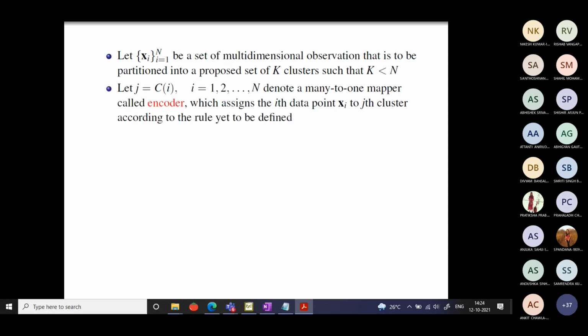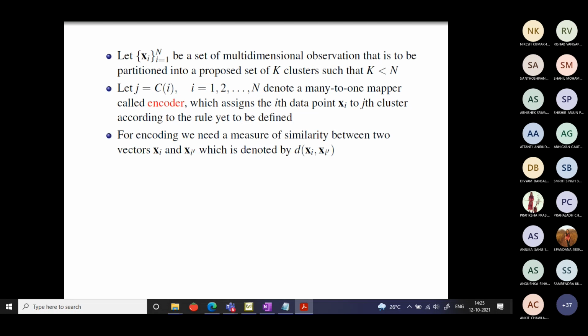And then we have some sort of encoder function. Let's say j equals C of i, where i varies from 1 to n, and basically it denotes a many-to-one mapper. Ultimately it behaves like an encoder: any data point is there, and suppose we don't know what the structure of this C is at this moment. Based on a certain property, if your particular data point satisfies it, it maps to a particular cluster called j. So that's what is mentioned, which assigns the ith data point xi to the jth cluster according to a rule yet to be defined. Let's say we don't know what the rule is, and you can guess what it could be.